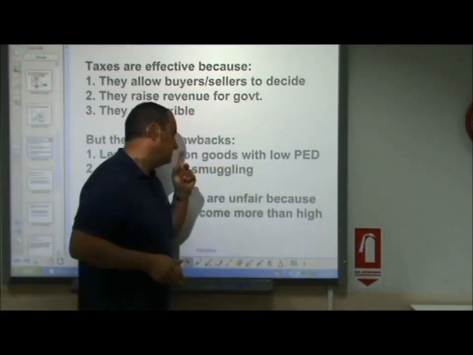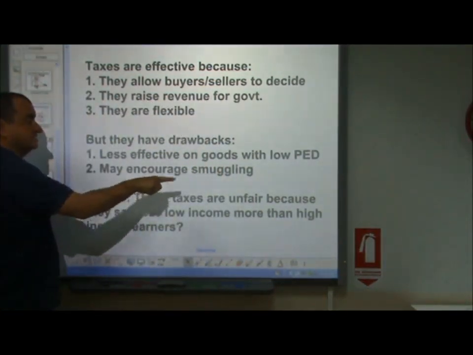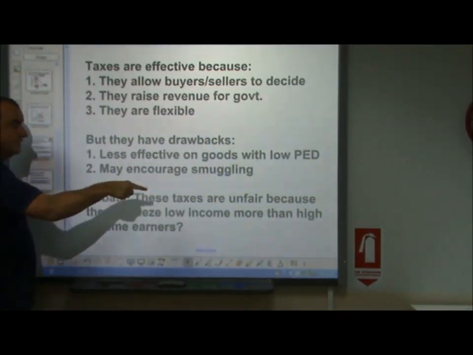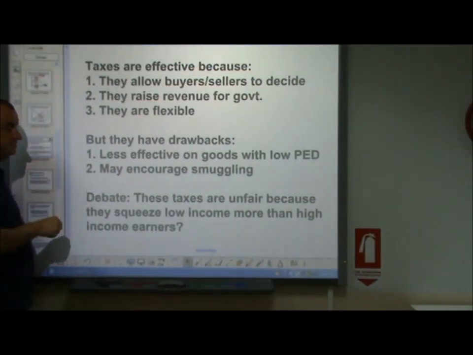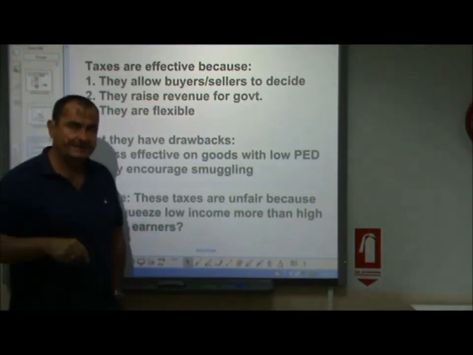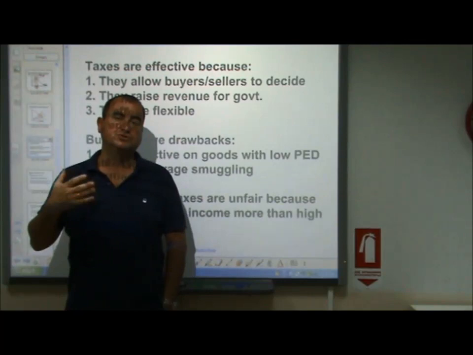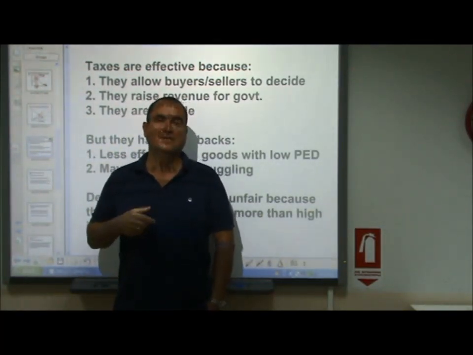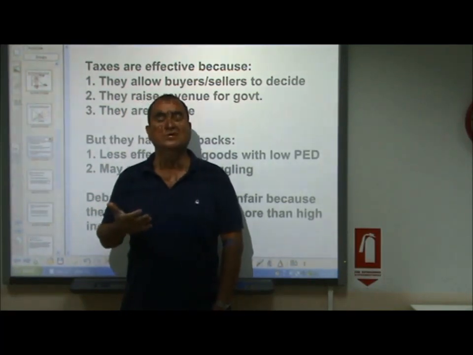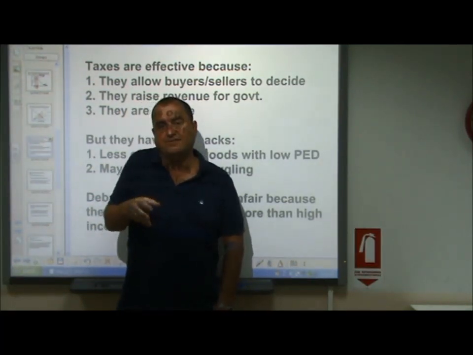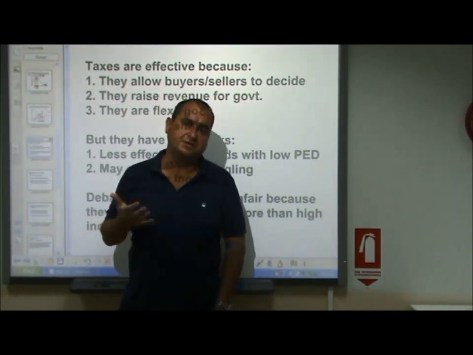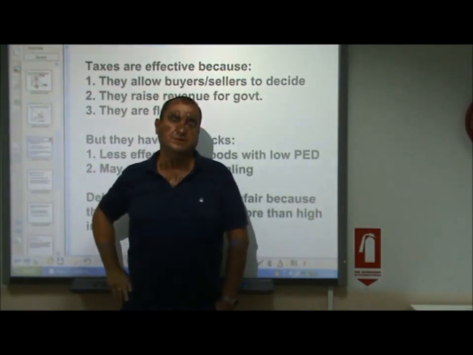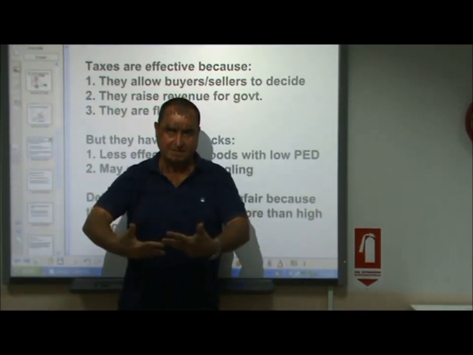And here's a debate to think about. Some people say that these taxes are unfair because they squeeze low income earners more than high income earners. You know, if a tax on petrol is put there to reduce the consumption of petrol, it's unfair, it's argued, because that's tougher on the low-income earners who are at the margin and find it difficult to meet the expense of running a car more than high-income earners. So it's not fair, it doesn't hit everybody equally.